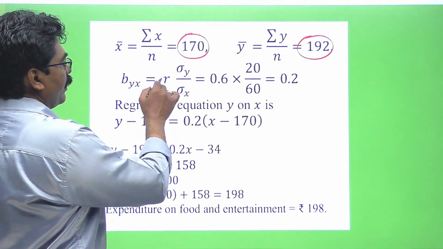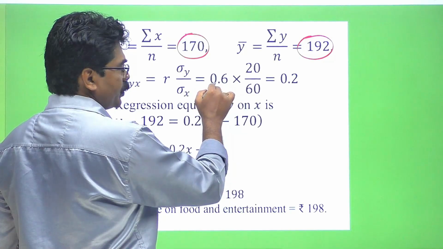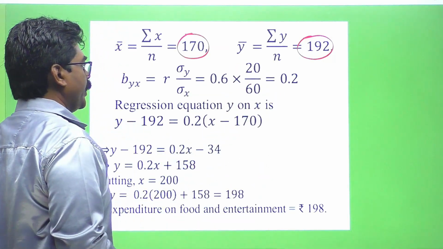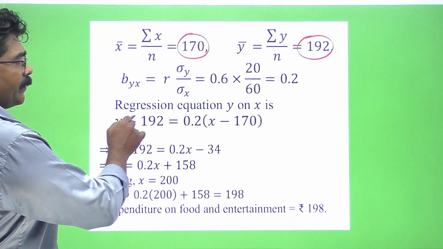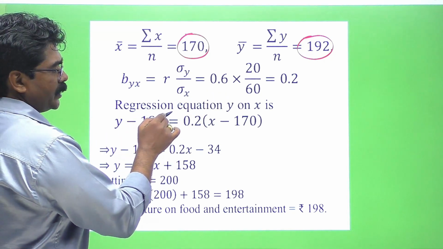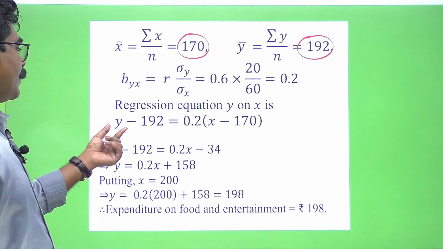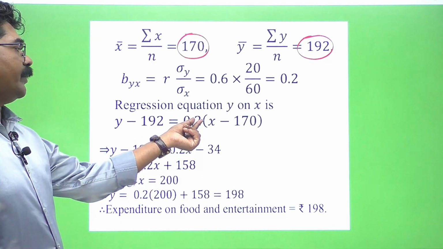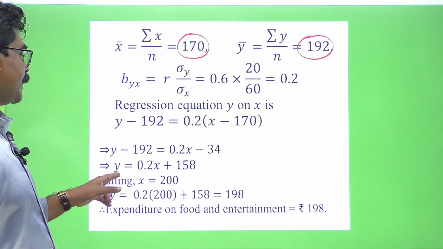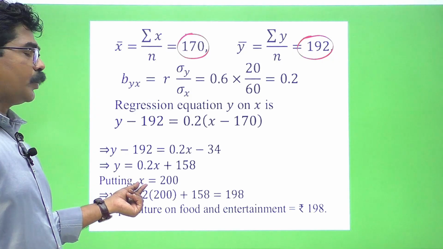If you substitute the values here, then 0.6 into 20 divided by 60. By calculating this, it is 0.2. Regression equation of y on x is y minus 192 is equal to 0.2 into x minus 170. After solving this, it is 0.2x minus 34. So y is equal to 0.2x plus 158. Putting x is equal to 200.